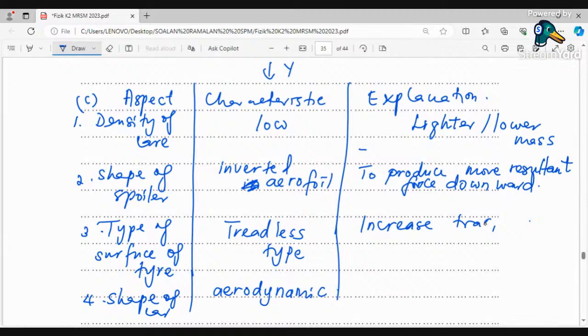Increase traction or grip to the road surface. Okay, aerodynamic reduces air resistance, that's enough.